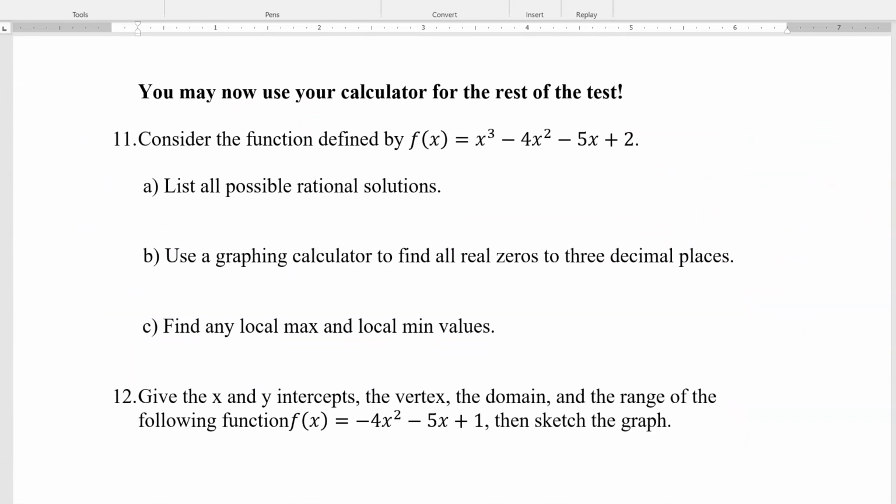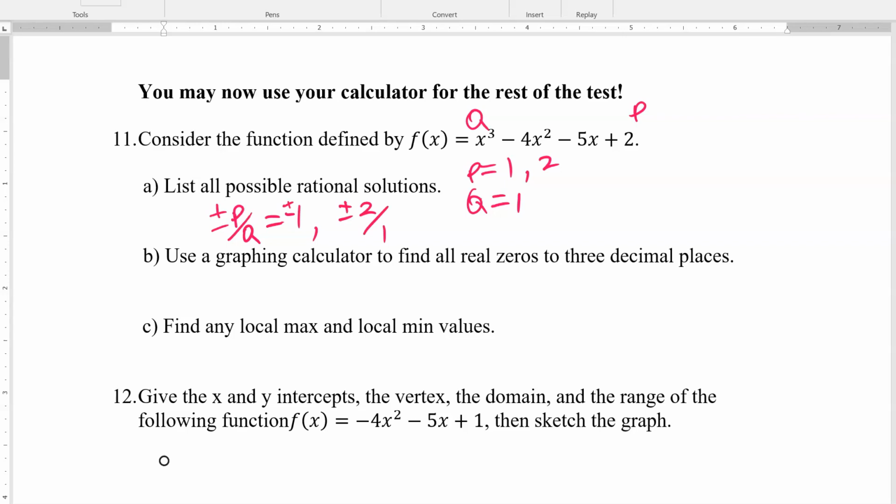We can use a calculator. So how do I do, first of all, a list of all rational solutions? Factors of P, factors of Q. P is 2. So factors of P would just be 1, 2. Factors of Q, Q is just 1. So all possible rational solutions are plus or minus P over Q, plus or minus 1 over 1, and plus or minus 2 over 1. I don't really need the over 1, do I? If there are more Q's, we'd keep going, but that's it for our first point.